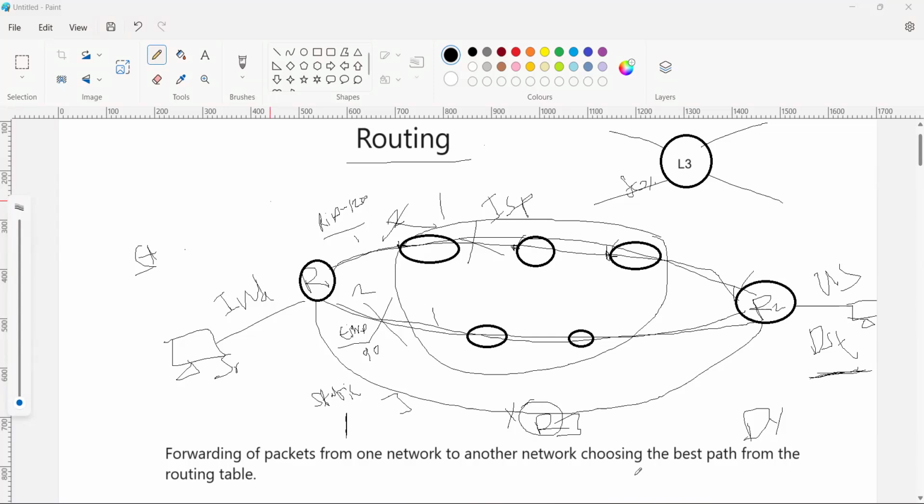First, let's see how the router will elect the best path. There are four methods. First, it will check whichever has the longest prefix. Then it will move to the AD value. Then it will move to the metric. Then it will move to ECMP.